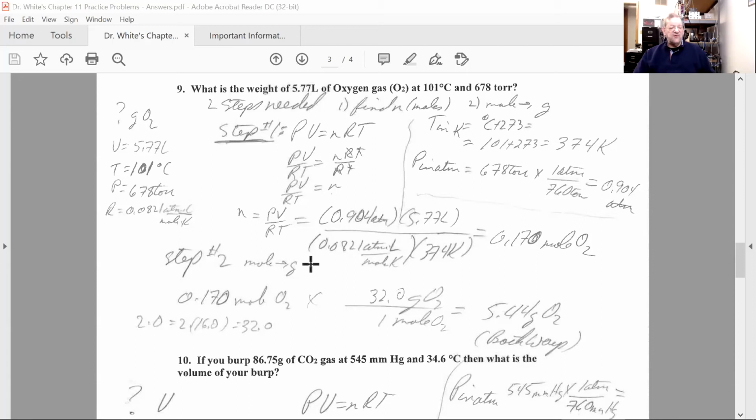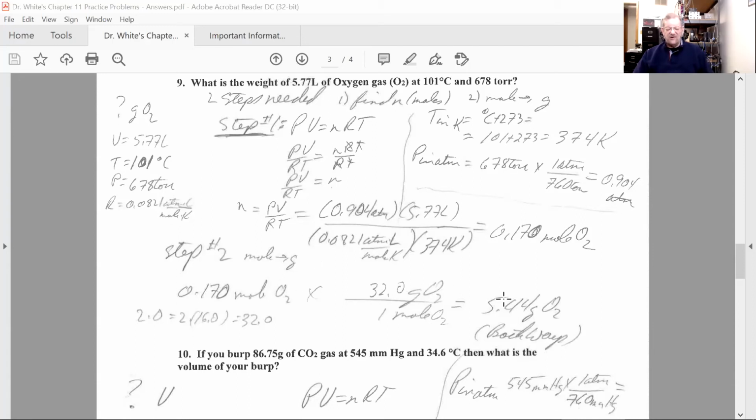Now, step 2, moles of oxygen to grams of oxygen. How do you do that? Use your good friend, unit analysis. Whatever we're trying to get to goes on top. Whatever we're trying to get rid of goes underneath. Where do you get this? 1 mole of a compound equals the molecular weight of that compound. What's the molecular weight of oxygen? The sum of all atomic weights of oxygen. 2 times 16.0, 32.0, and this is the number you get. And this is something you should also be familiar with.